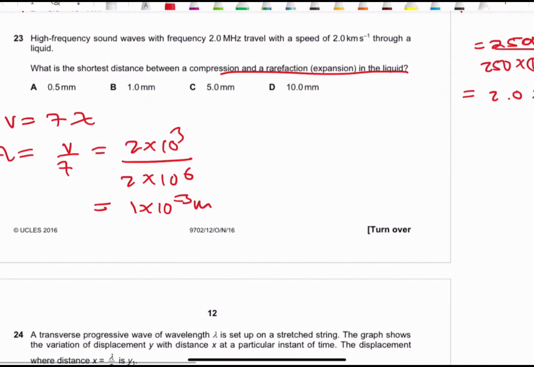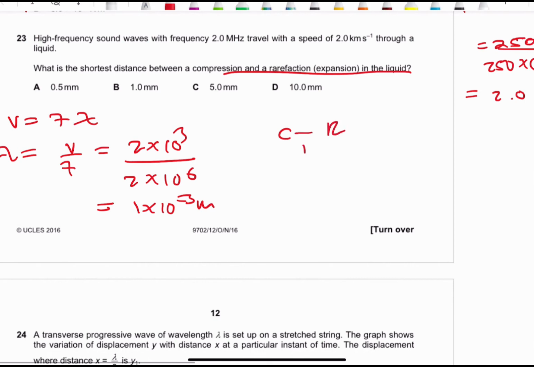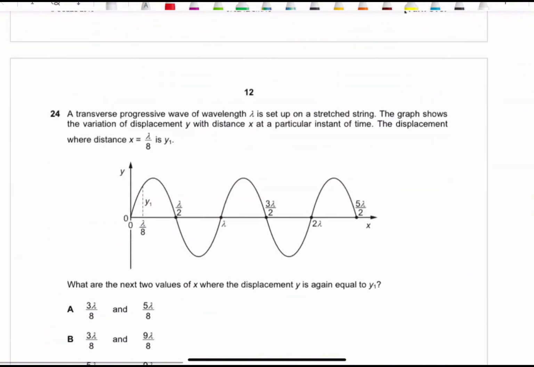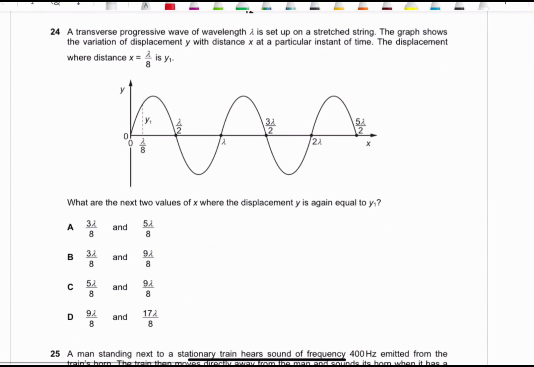But remember, from compression to rarefaction, it's half lambda, which is going to be half times 1 times 10 to the power of negative 3. That's going to give you 0.5 millimeters. So the answer is going to be A. Very important. I'll move on to question 24.